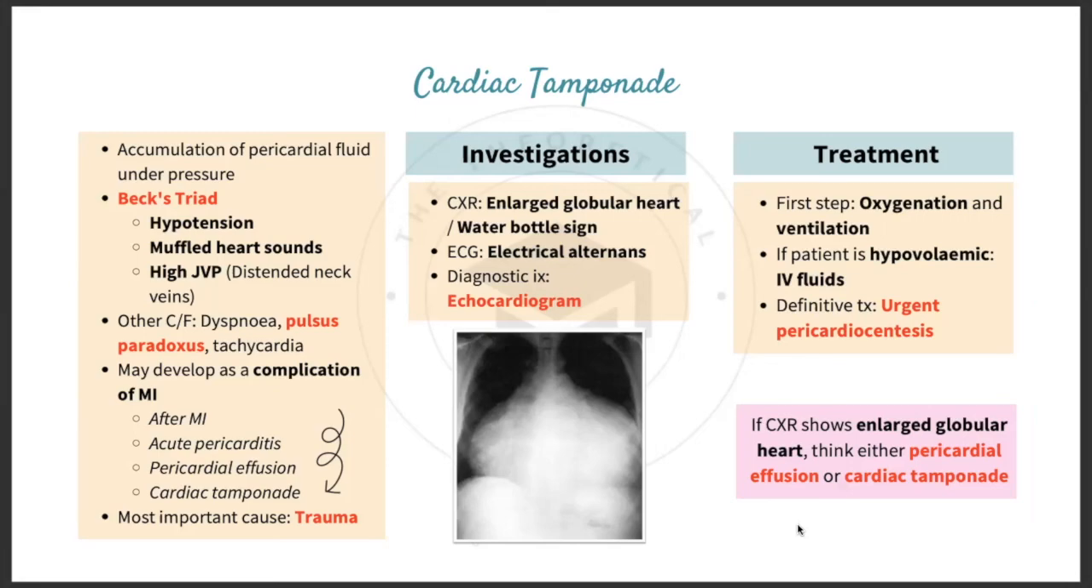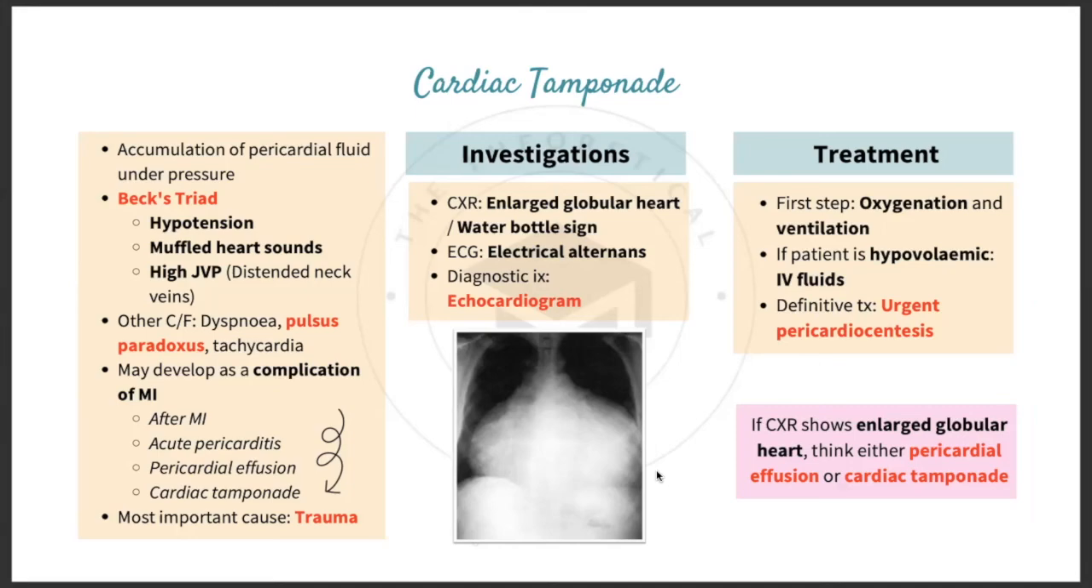So the investigations you would do, like I said, in the case of a cardiovascular case, these three come together. You want to do a chest x-ray, you want to do an ECG, and an echocardiogram. So if you were to do a chest x-ray, you would observe an enlarged globular heart like this. I mean, it's very noticeably enlarged, or the water bottle sign, because it looks like a water bottle actually. And if you were to do an ECG, you would observe electrical alternans, and the best diagnostic would be echocardiogram.